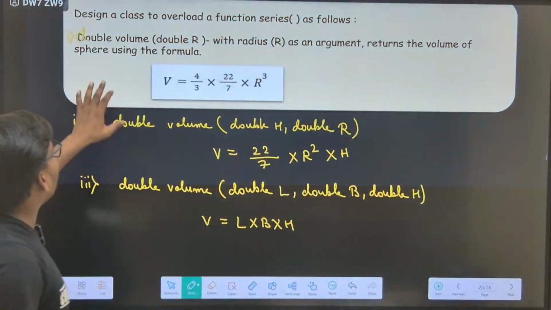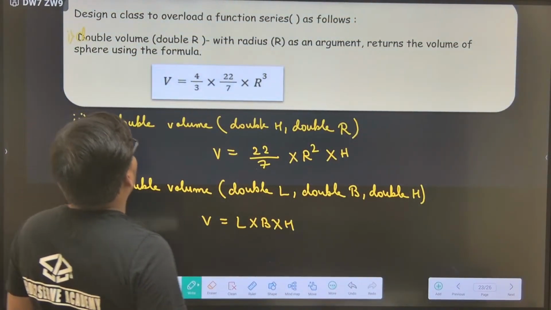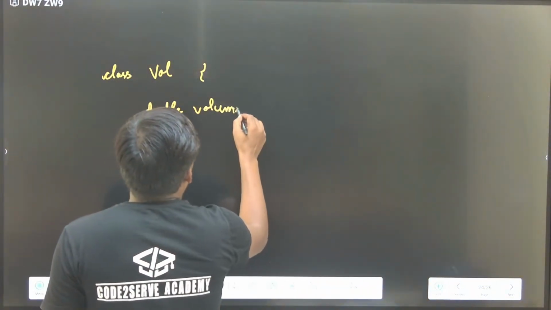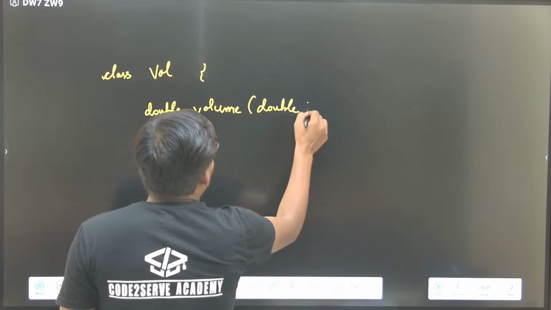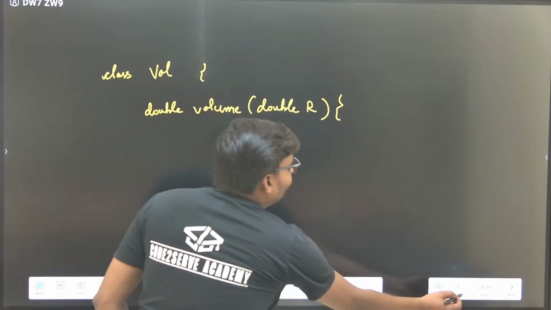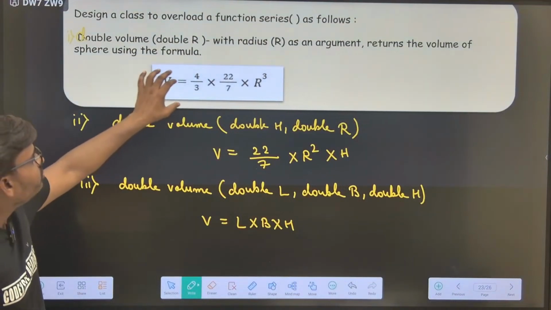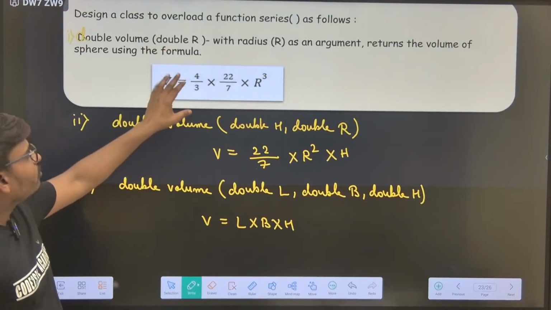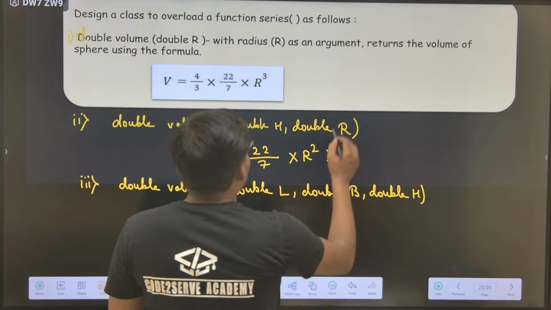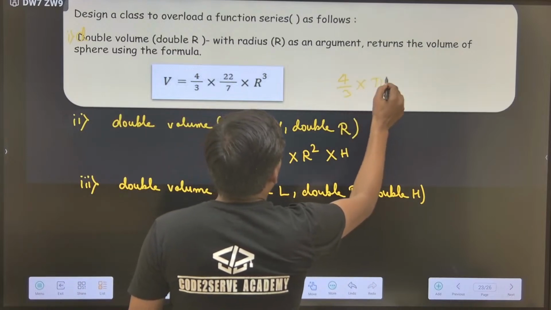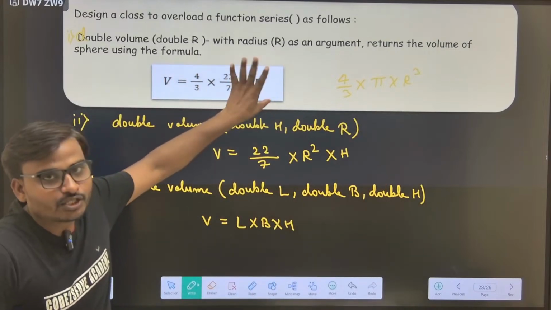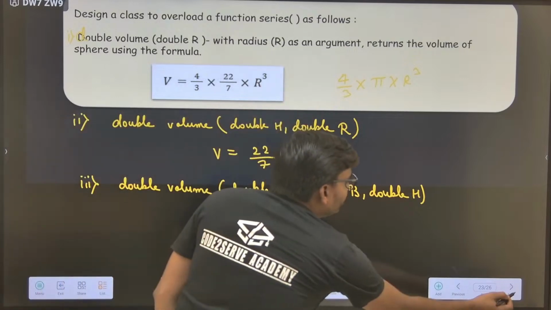Okay. So it is told like you get volume double r, volume double r. And inside this, whenever you call this function, what should happen? You have to find the volume based on this formula. So volume is equals to 4 by 3 into 22 by 7 into r cube. Okay. So basically 4 by 3 into pi and r cube. So how you can do that?